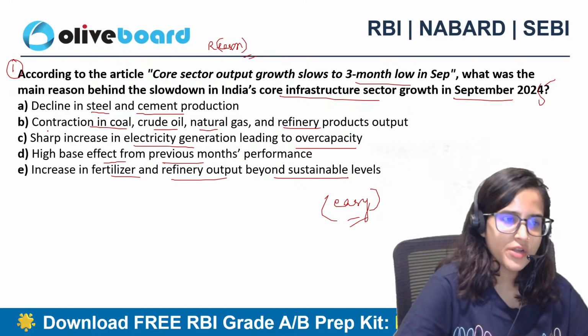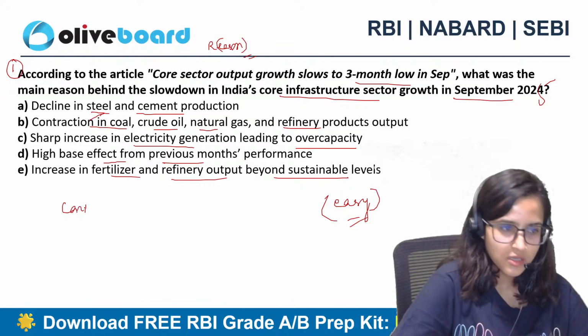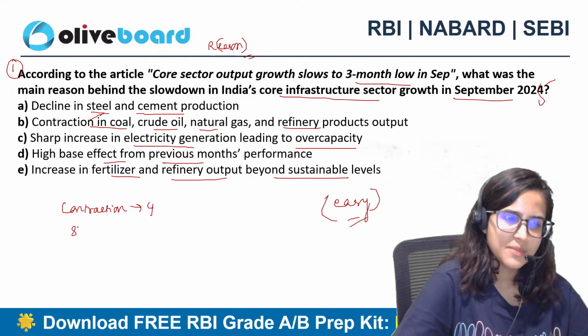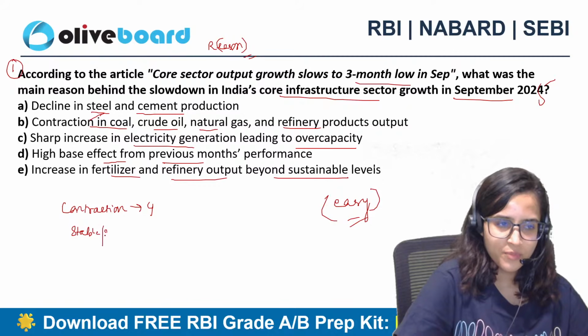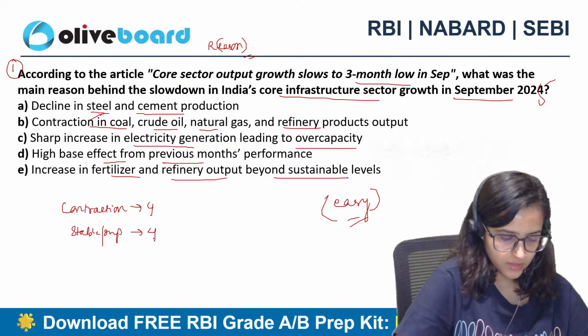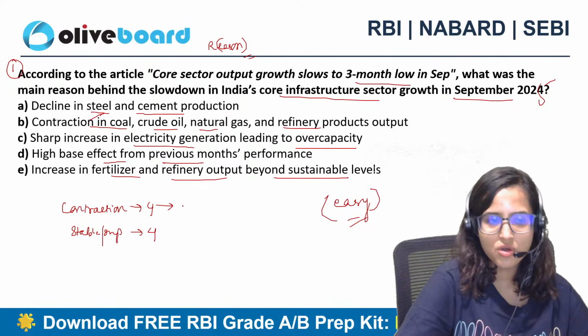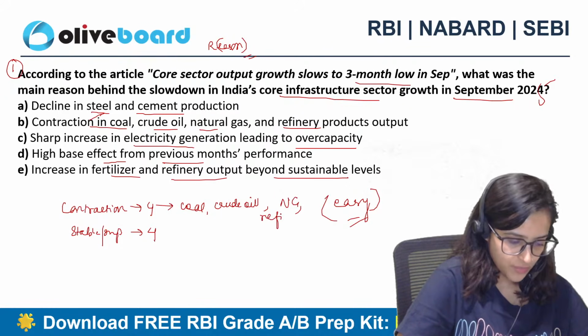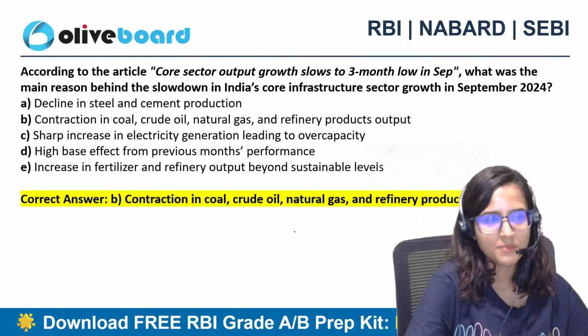So we saw contraction in four sectors, right? We saw contraction in four sectors and stable or improved performance in four sectors. Which were the four sectors wherein we saw contraction? Coal, crude oil, natural gas, and refinery products. So your answer is B over here.